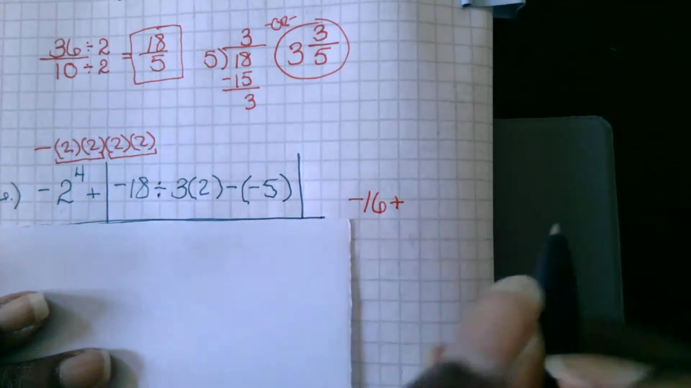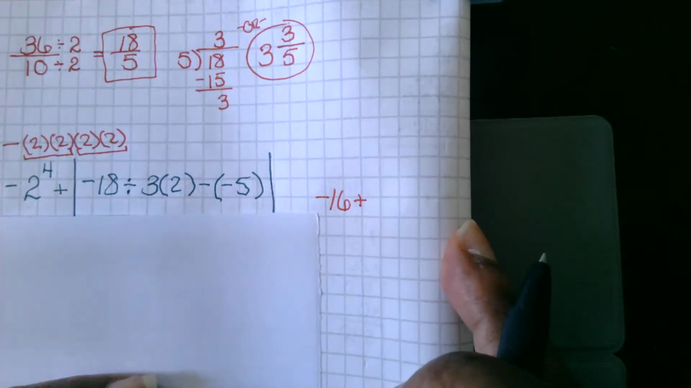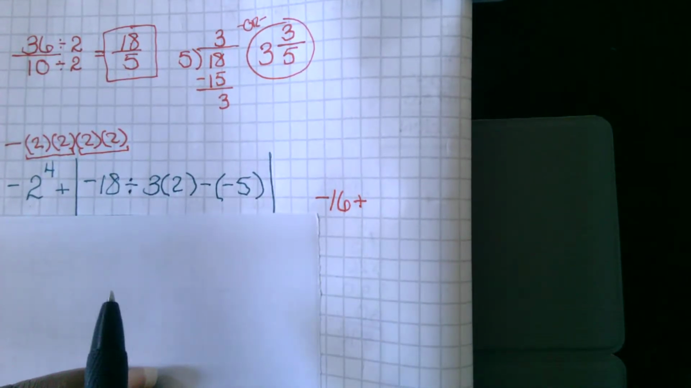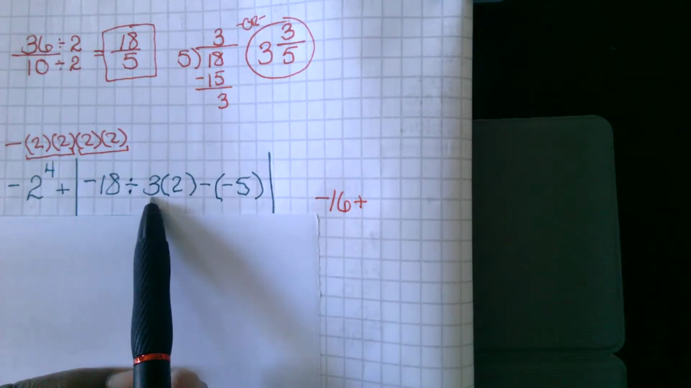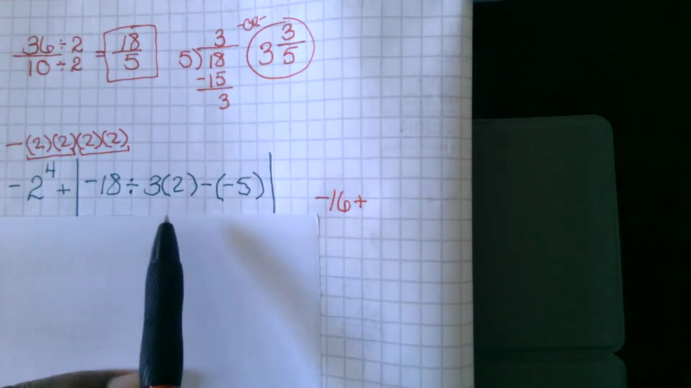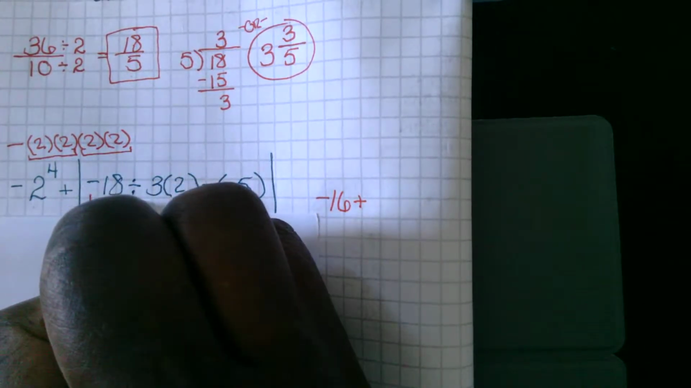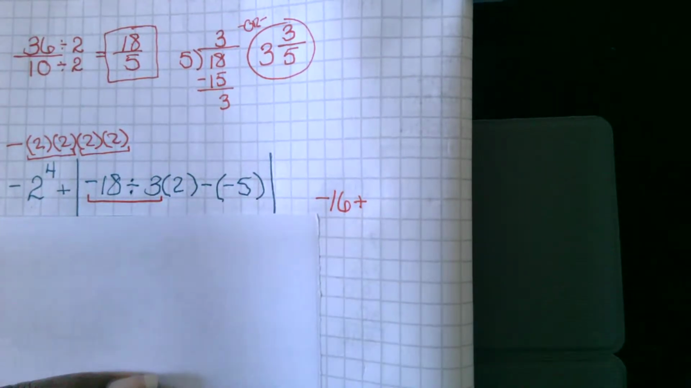Bring down your plus sign. Now, what do we got going on inside this absolute value? I know for a fact people did 3 times 2. No. We have to do -18 divided by 3 first.